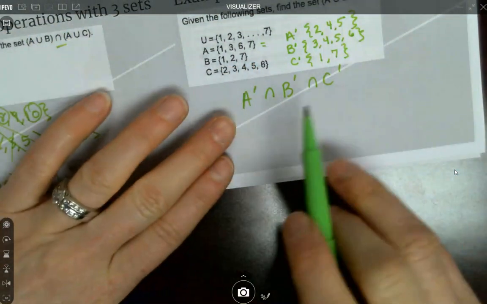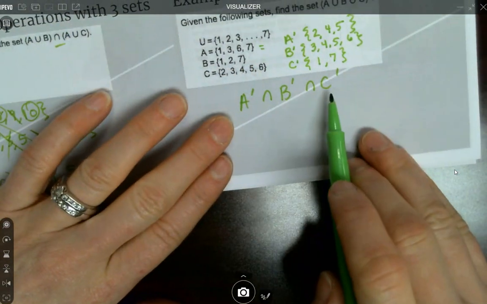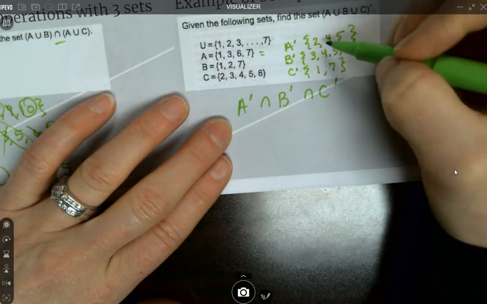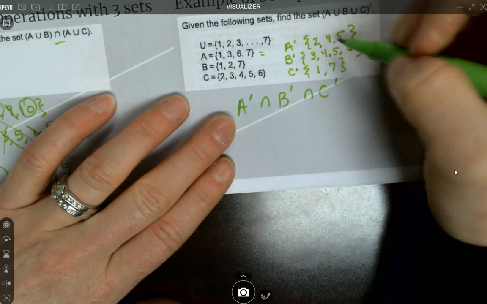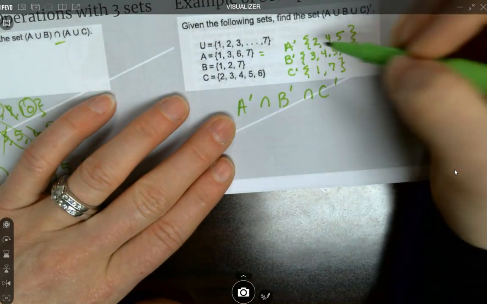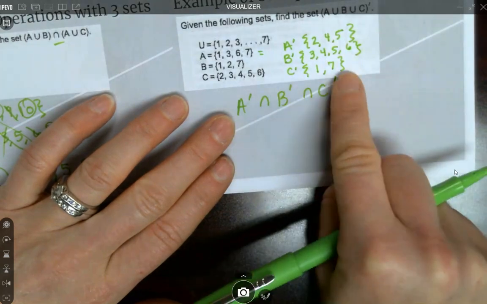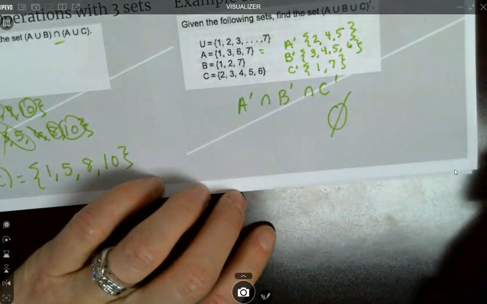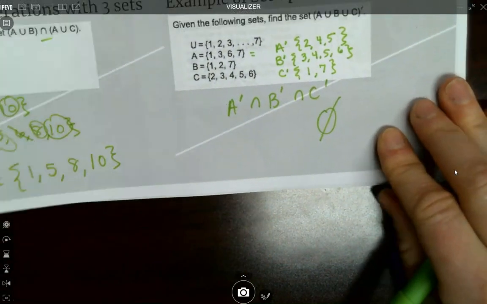Okay. Now we want to do the intersect of all of them together. Do they have anything all in common? A and B have 4 and 5 in common, but they don't have anything in common with C prime at all. So this is no solution. There's nothing there. It's an empty set.